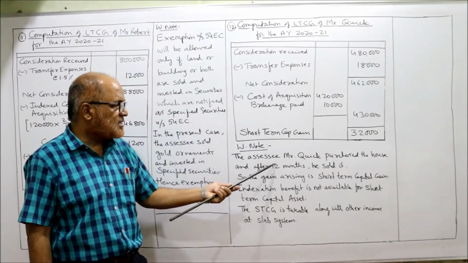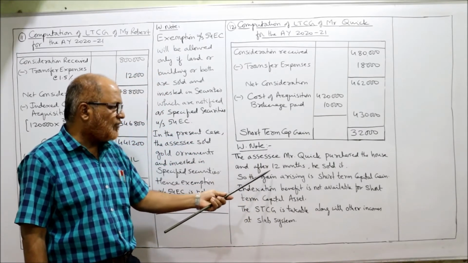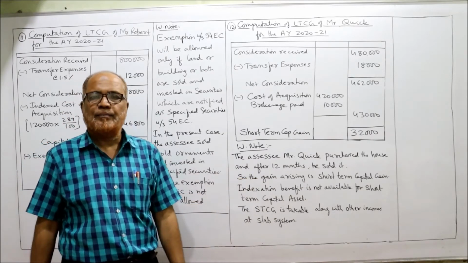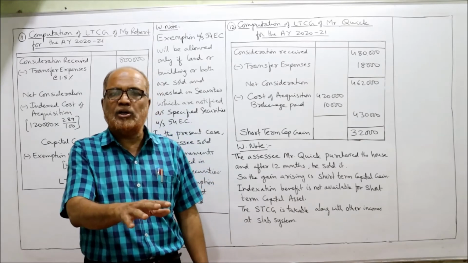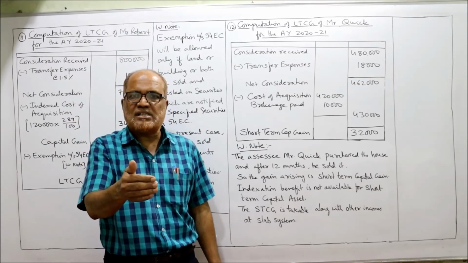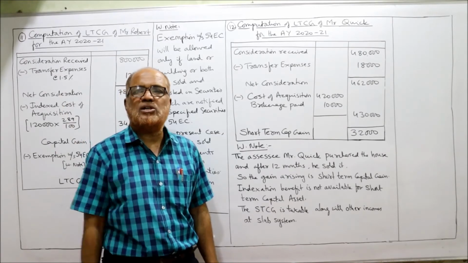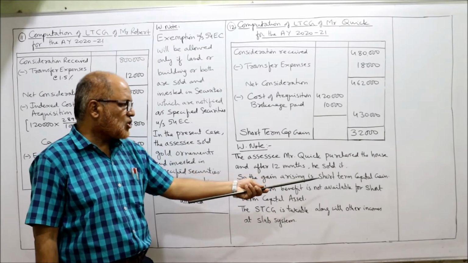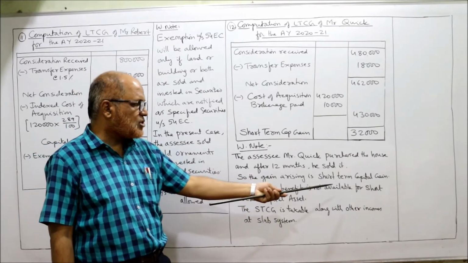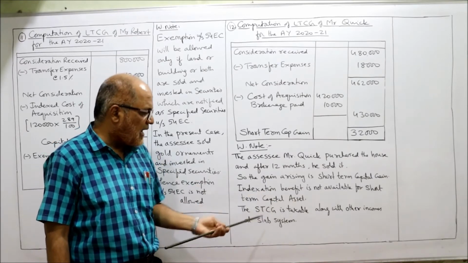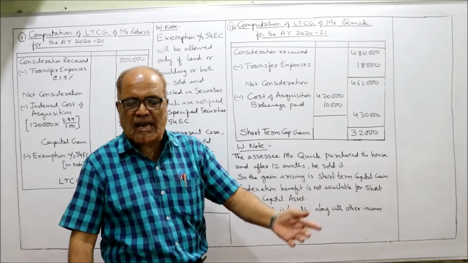Now here the assessee Mr. Quick purchased the house and after 12 months he sold it. So the gain arising is short-term capital gain. After 12 months he sold. I told you the holding period is 2 years. Before 2 years if he sells, it is a short term. After 2 years it will become a long term. So the gain arising is a short term capital gain. Indexation benefit is not available for short term capital asset. And the STCG is taxable along with other incomes at slab system.